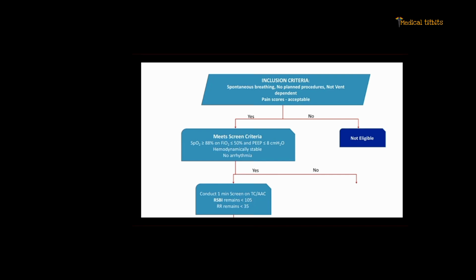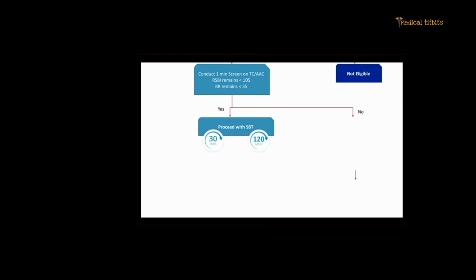Check whether RSBI remains less than 105 and respiratory rate is less than 35. If it clears that 1 minute check, you can proceed with the spontaneous breathing trial for a minimum period of 30 minutes to a maximum period of 120 minutes or 2 hours. If it is a short period of ventilation, 30 minutes of SBT should suffice. If it is a longer period, you need a longer trial period to see whether even off the ventilator support, the patient will maintain oxygenation, ventilation, and airway protection.